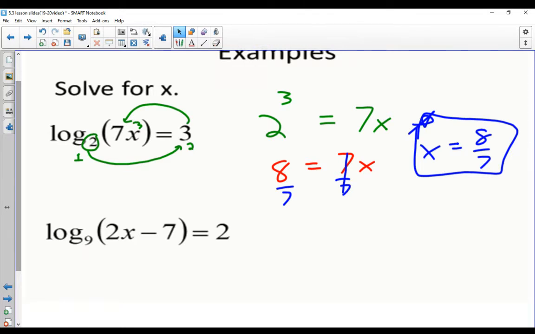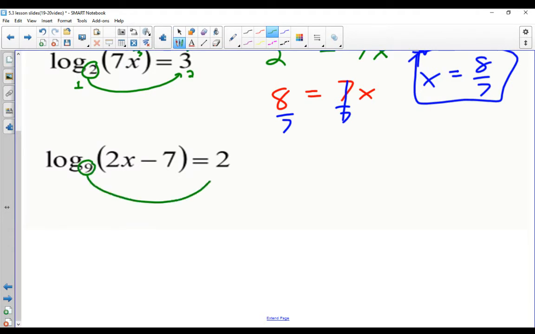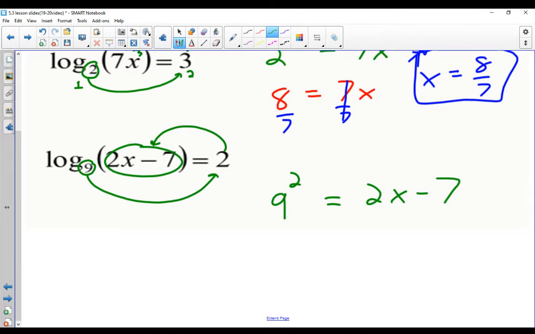Now, another example, similar to the last one. Once again, you got a log problem. Easy way to solve it is to loop it. The 9 came first, so you write it first. The 2 came second, so you write it second. And set that equal to everything that came last, which in this case is everything that is 2x minus 7.